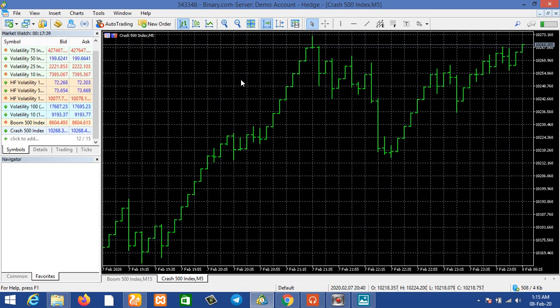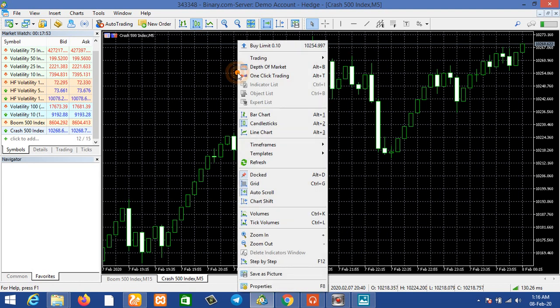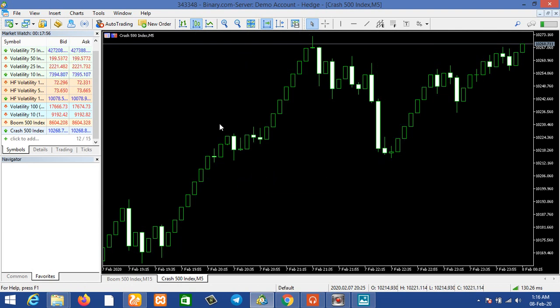Okay, so seeing this place, let's try and customize this whole setting so it will look a bit eye appealing, so we can work with it. First we have to change it to candle pattern. Okay, and that's great. So let's try and take away this grid. Okay, so I think this is more okay now.